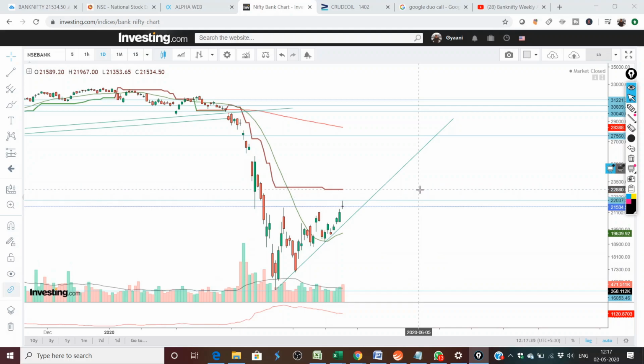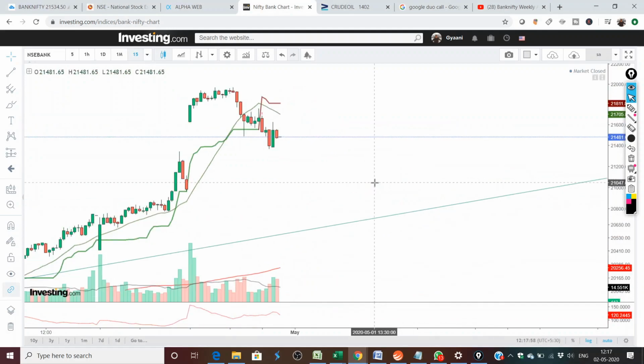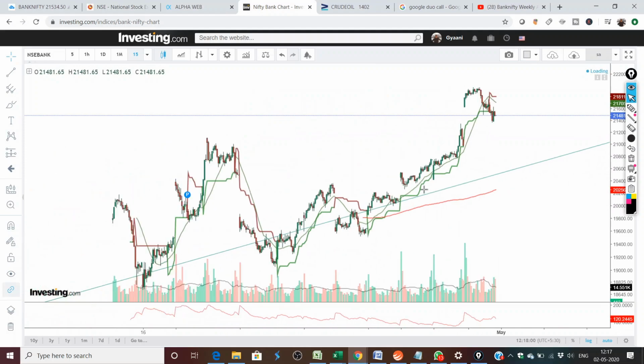22,883 will be a crucial support, as there is a super trend. Different indicators show different kinds of levels, but mostly they coincide. If you look at any pivot point, this will definitely coincide with some pivot point or a moving average. You will get a similar level, which is 22,883. So let's go to the 15 minutes time frame and analyze what the trend of the market is.